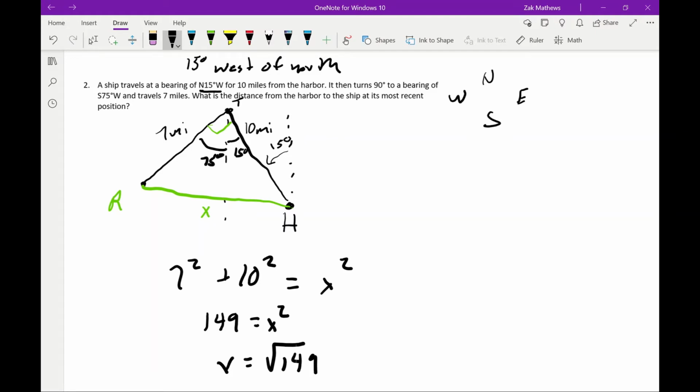And when we type this into the calculator, we should get approximately 12.21 if we round that to 2 decimal places.